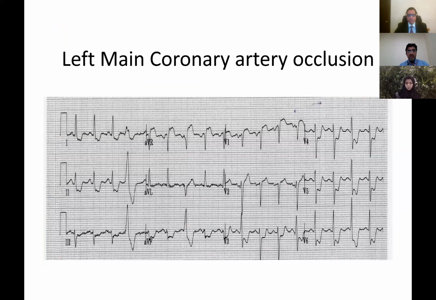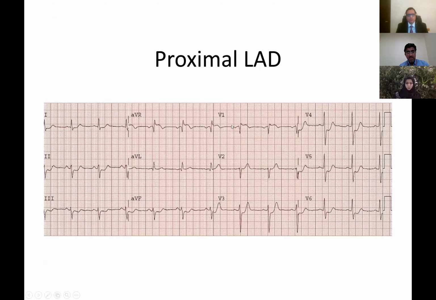It could represent left main coronary artery occlusion. You see very scary ST segment elevation with reciprocal ST segment depression elsewhere. Sometimes it could represent LAD occlusion, especially if the aVR ST segment is more than V1. Look at the ST segment in aVR more than V1. No, it's opposite. If the ST elevation in aVR is more than V1, it goes with the left main. If the ST elevation in V1 is more than aVR, it goes with the proximal LAD.